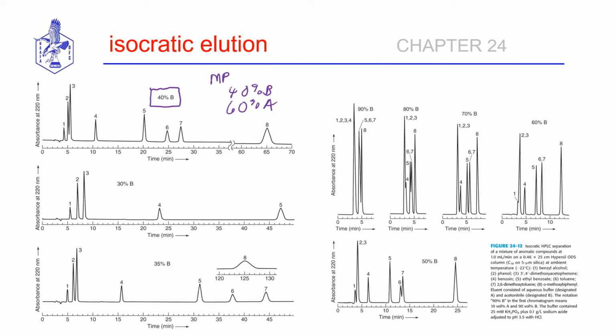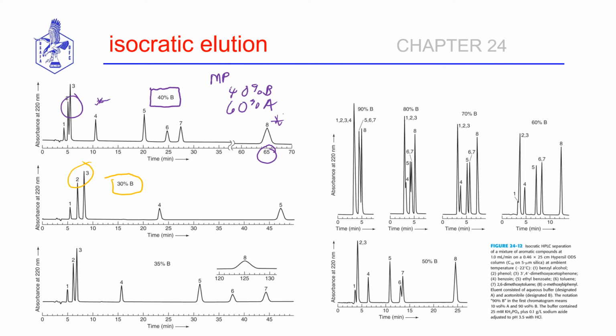As far as resolution is concerned, I do not have good resolution between peaks 2 and 3. But I do get pretty good resolution for the remainder of components, 4 all the way down through component number 8. And notice the time of my separation. Oh, it's taking me over an hour to do this separation. If I change the composition of my mobile phase to be 30% B, 70% A, notice that I get really good resolution now for peaks 2 and 3.